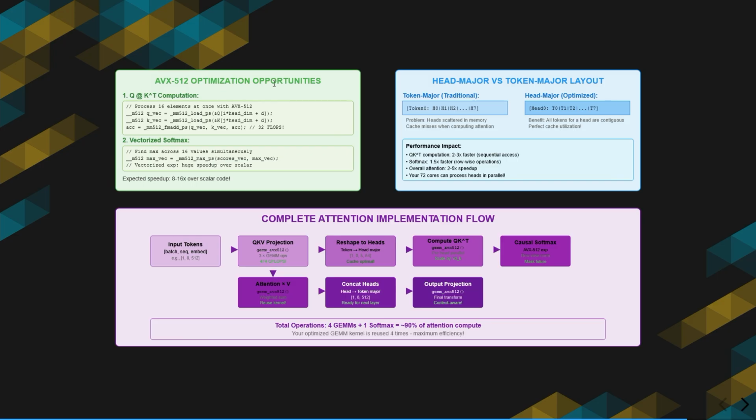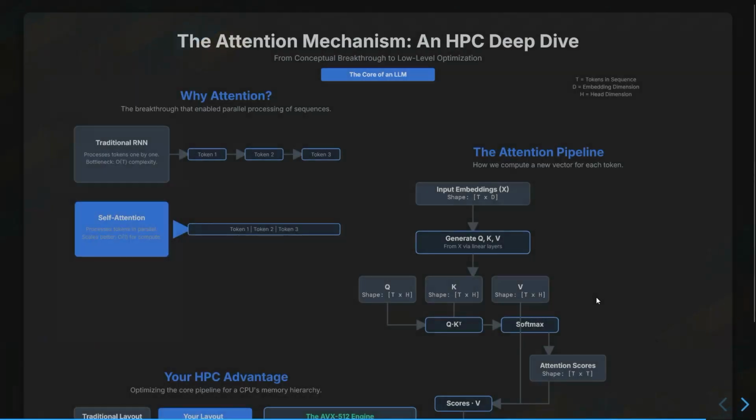And the AVX optimization opportunities, this is what we've just taken advantage of, all the scalar operations. It's a 1D optimization. When we use AMX, which is a more recent instruction set from Intel, then we could take care of 2D tensor computation with later instruction sets. And let's look at the attention mechanism from an HPC deep dive.